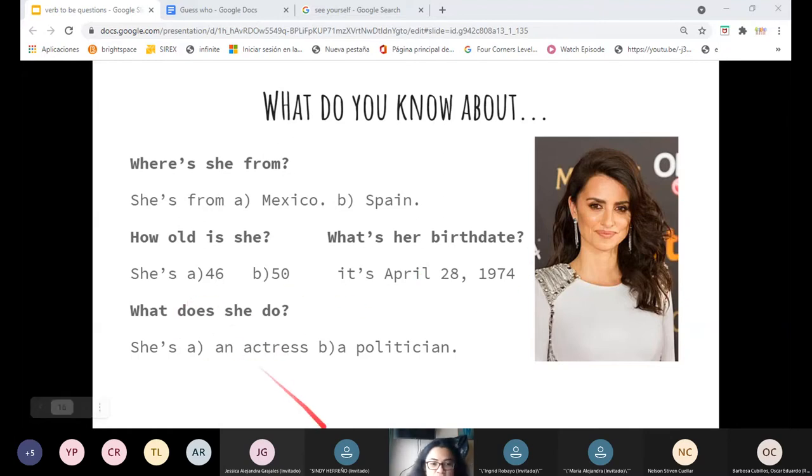Okay, and what does she do, guys? What does she do? What is her job? She's an actress. That's right, she's an actress, okay? Ah, pero algo importante aquí en la pregunta, miren, aunque decimos what does she do or what's her job, en la respuesta sí vamos a usar verbo to be, ¿no? She's an actress, she's a politician, etc.